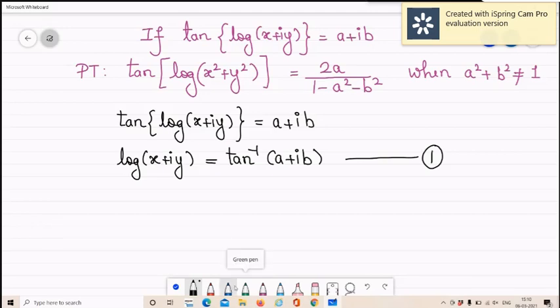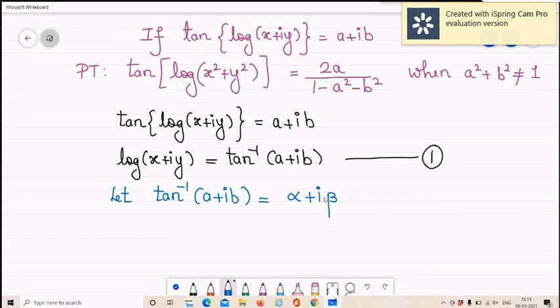Now what I am doing next is taking tan⁻¹(a + ib) as some other value, that is α + iβ. log(x + iy) I have kept there as it is. Okay, we are not doing anything with it. I am only concentrating on the right-hand side part first. So I have taken tan⁻¹(a + ib) as α + iβ. So from here, what can I say?